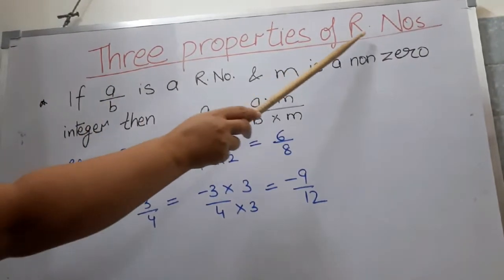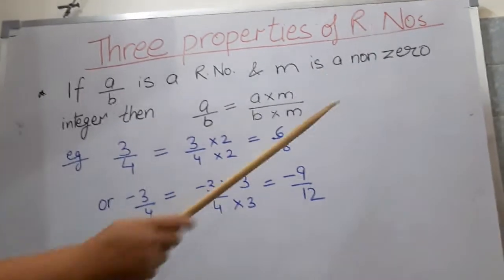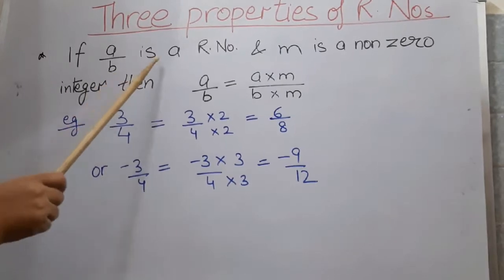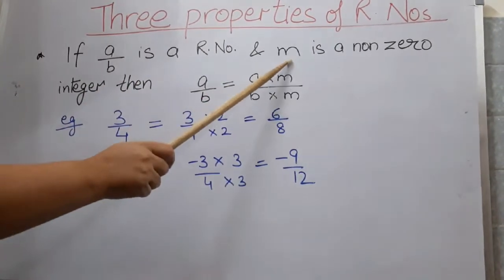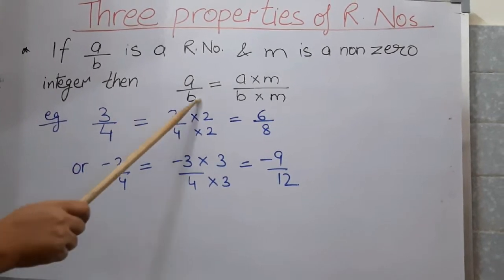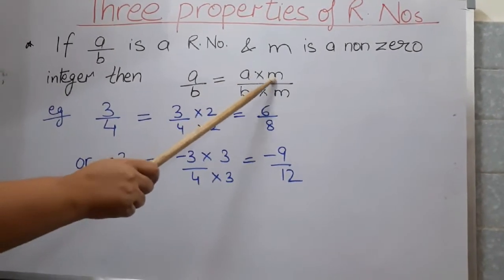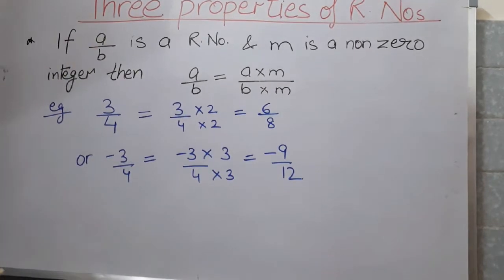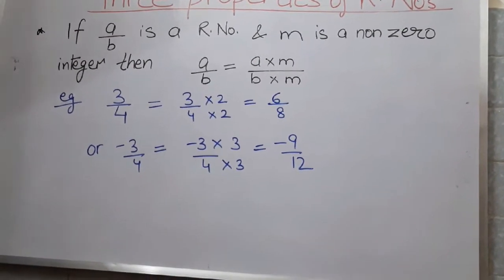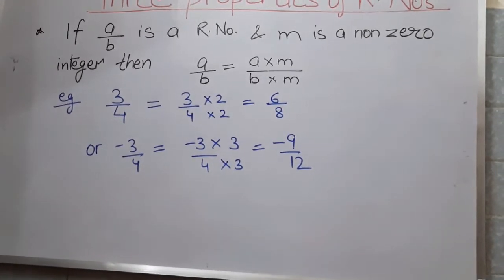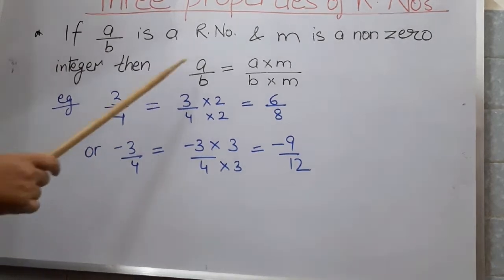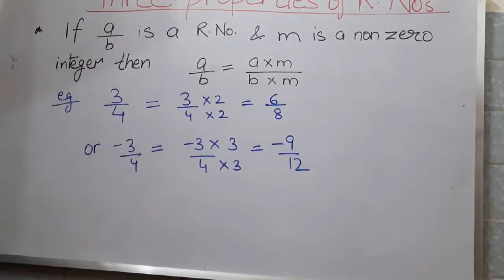Three properties of rational numbers. Here I use the short form of rational numbers. If a by b is a rational number and m is a non-zero integer, then a by b is equal to a multiplied by m upon b multiplied by m, where m is any integer. It could be 2, it could be minus 2, it could be 3, it could be 7, it could be 100. But that is always equal to a by b.